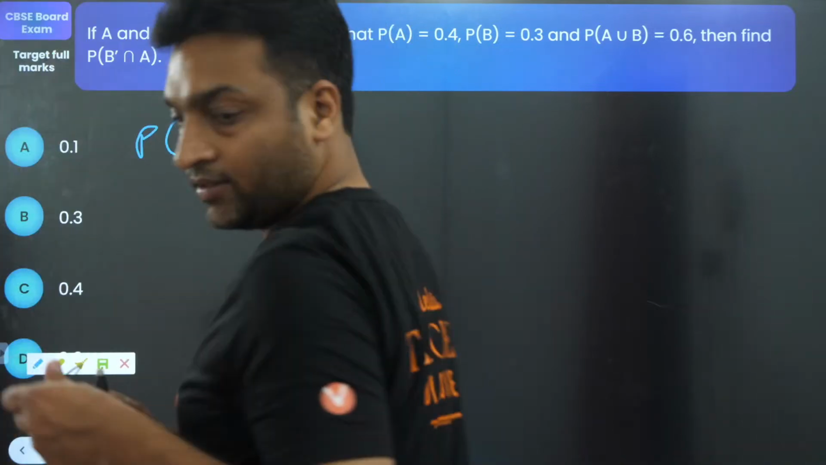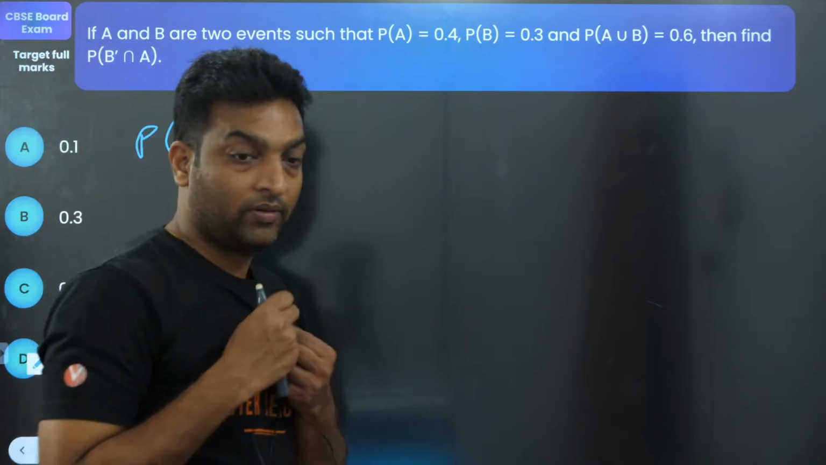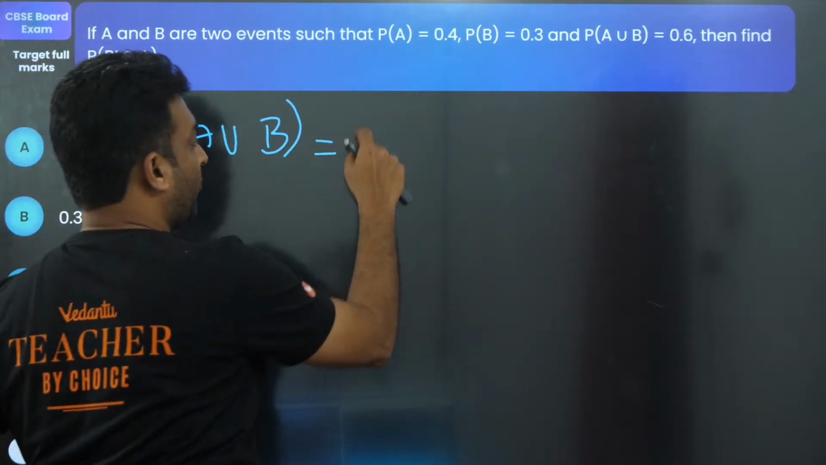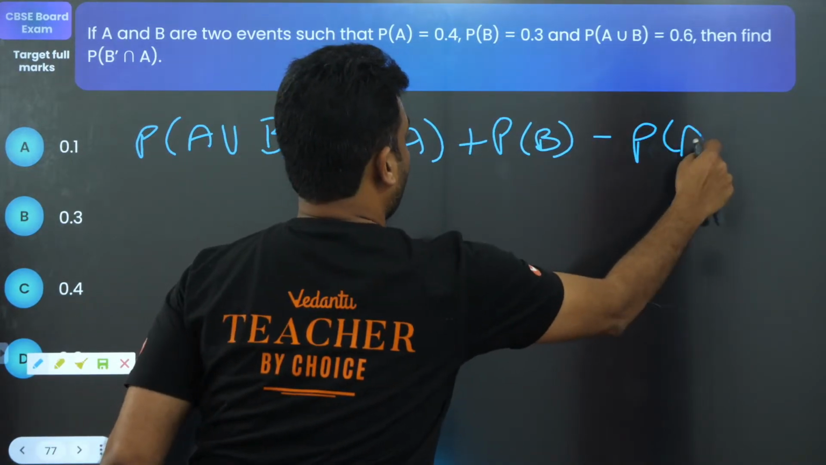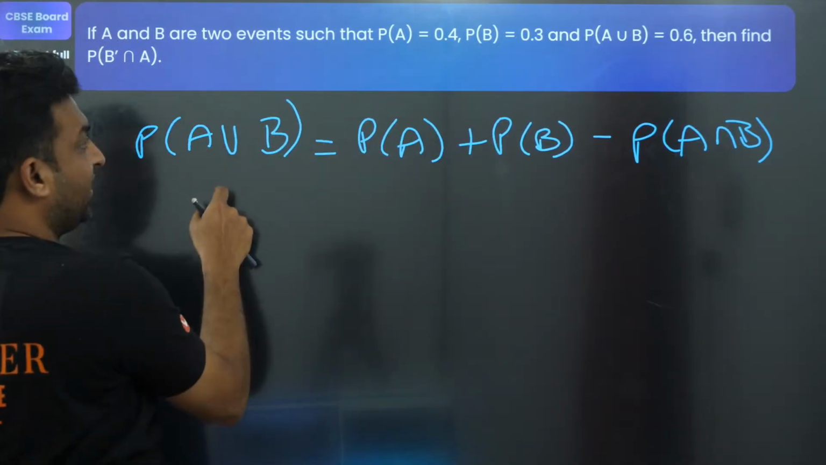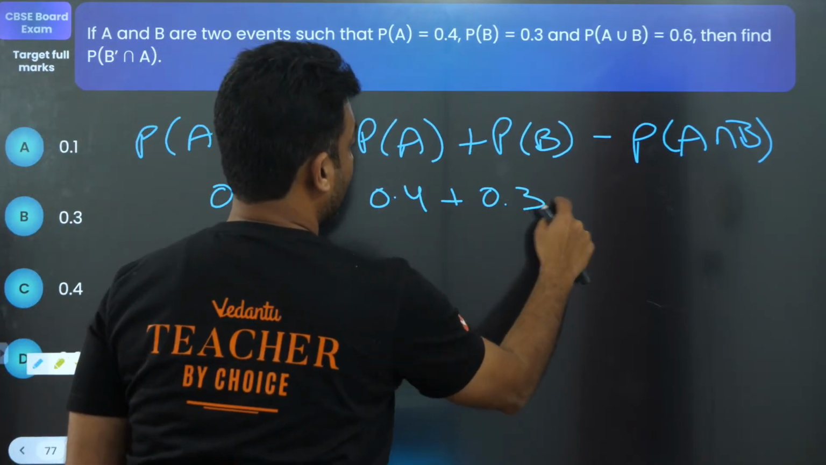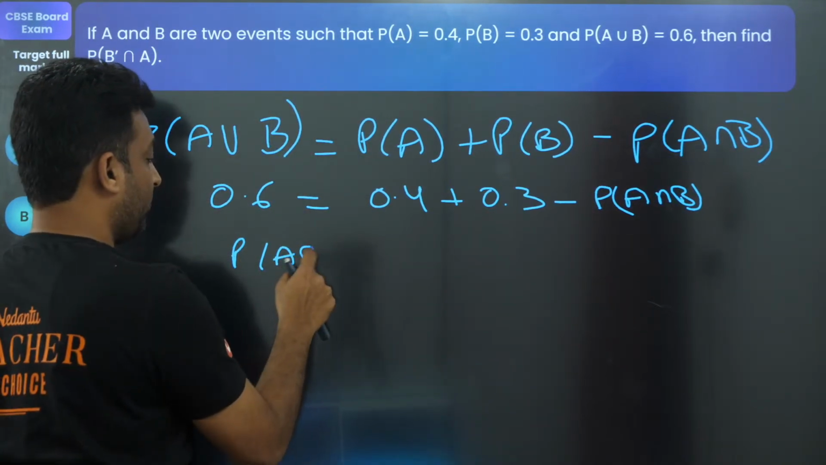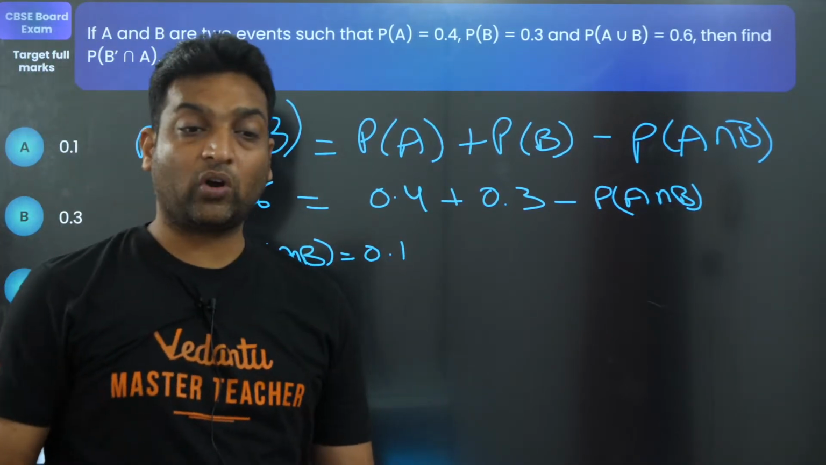Probability of A intersection B, have you found? We will use the formula: probability of A union B is probability of A plus probability of B minus probability of A intersection B. This is given to be 0.6, 0.4, 0.3 minus probability of A intersection B. From here we can clearly see probability of A intersection B is 0.1. Now let's draw the Venn diagram.